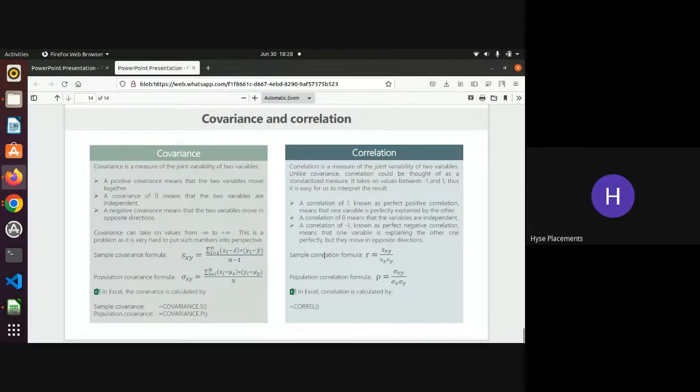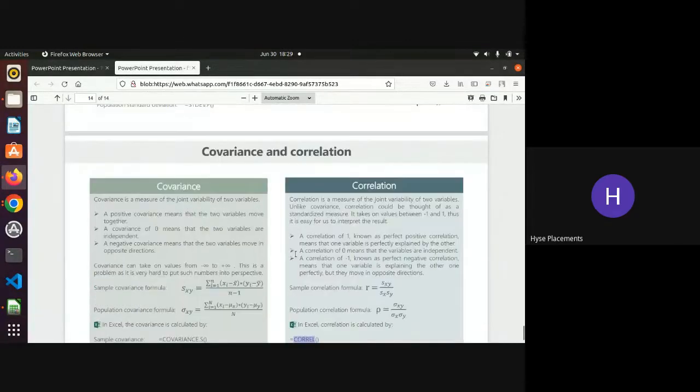Okay, sample correlation formula. For the sample correlation formula, Sxy divided by Sx times Sy. So these are the variance and covariance formulas. You're combining the covariance formulas and using them inside the correlation, and likewise you get the output. And directly you can use the correlation by using the CORREL function in Excel.